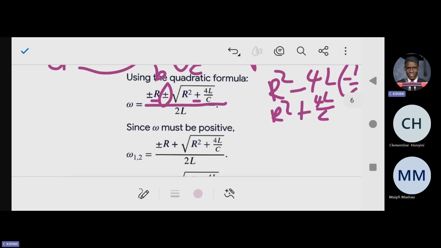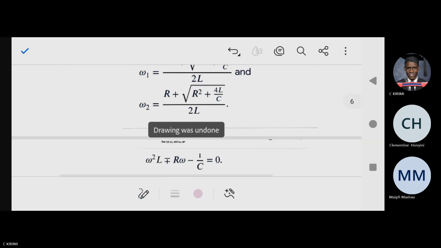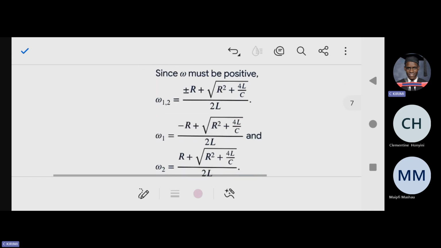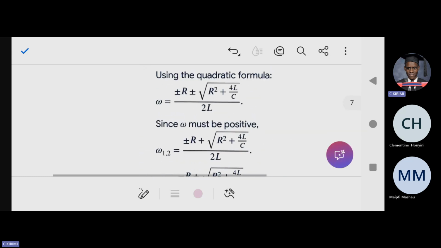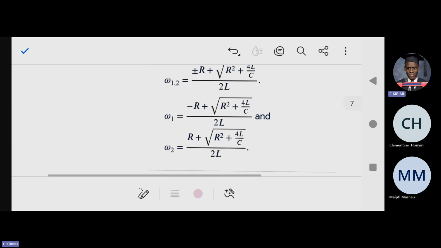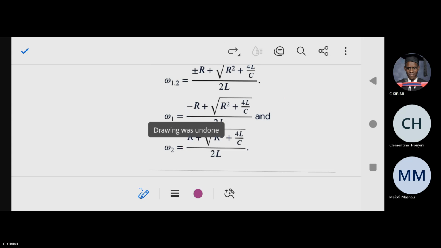So now you want to find the solution for the first one. What is omega 1, omega 2? The first one will have a positive here. Remember, it's plus or minus. So the first solution is the one that has a positive only. Then the other solution will have a negative, which means minus.